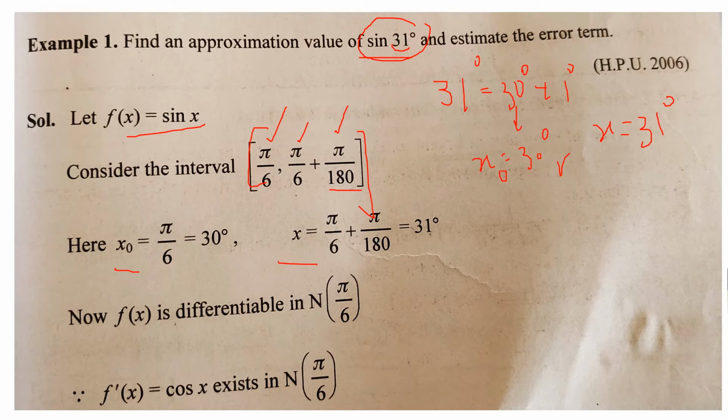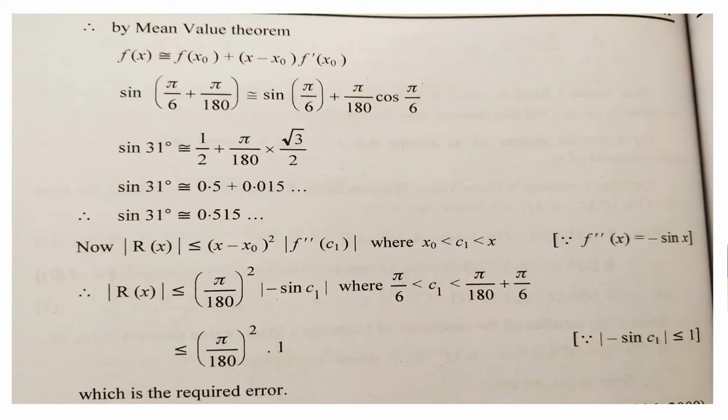In order to apply the Lagrange mean value theorem, first of all, you have to say that the function is continuous in this interval, and we know that the sine function is always continuous, and the function is also differentiable in that interval. Its derivative is equal to cos x. Now we will apply the Lagrange mean value theorem. The function is defined from x0 to x; it is our a, it is our b.